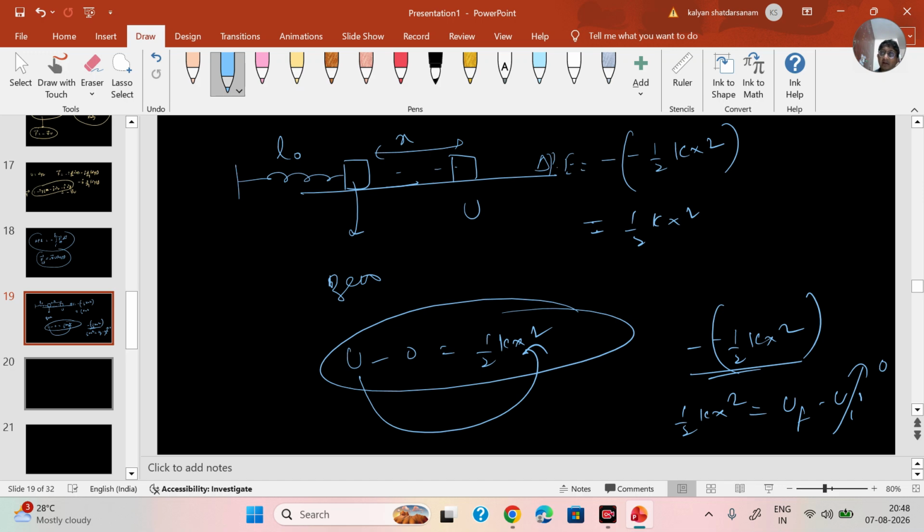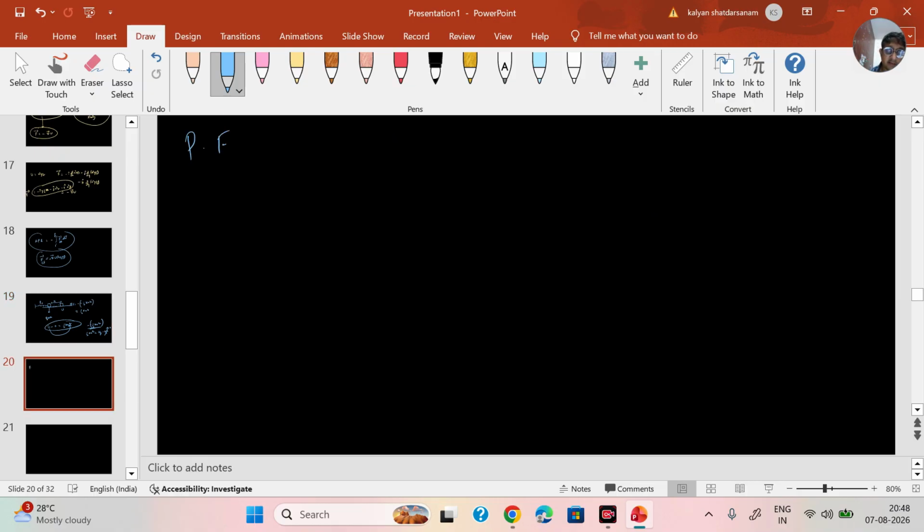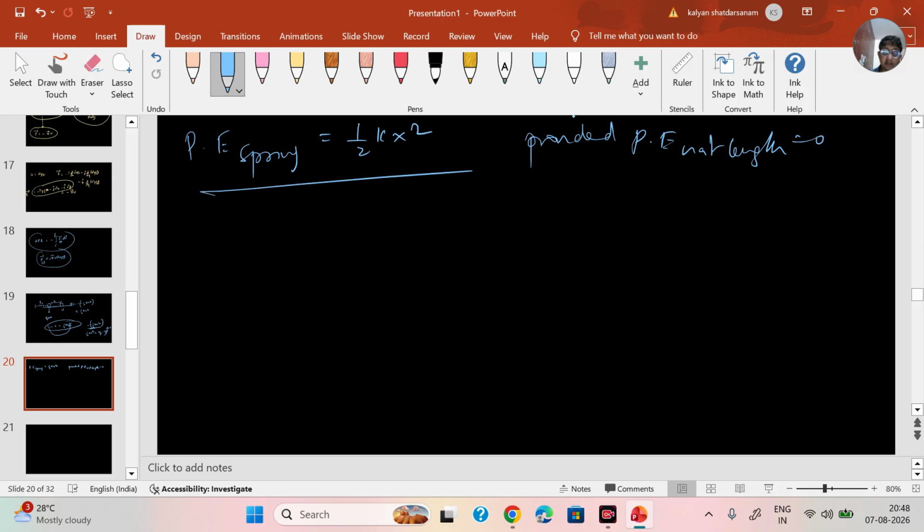You release the spring, this potential energy is given back to you. Suppose a compressed spring is released, it will push the block and give kinetic energy to it. Okay, so potential energy of spring in expanded or compressed state is half kx square, provided potential energy in natural length is taken to be 0. Okay, this is a very important concept.